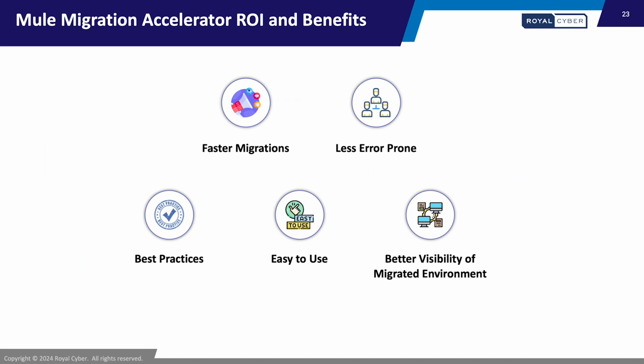Now, using this Mule Migration Accelerator, we have identified some of the return on investment and benefits. One of the benefits and ROIs that we have seen is faster migration, which will allow you to experience accelerated migration timelines, ensuring minimal disruption of your operations, which will obviously help you to save a lot of cost. It is less error prone, which will help you to reduce the risk of errors with our automated migration process, enhancing the reliability of your migration process.